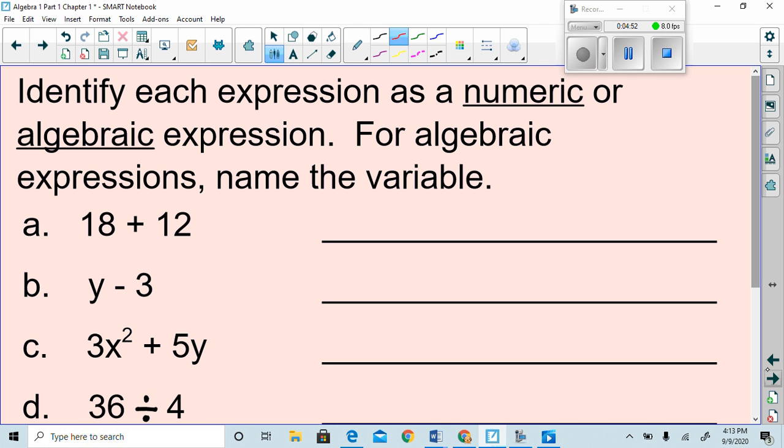Okay, let's see how you did. Numbers and operations, that's numerical. You can use the word numeric or numerical. I interchange the two. My next one, y minus 3. Well, y is a letter, which means it's a variable, so this is going to be algebraic.